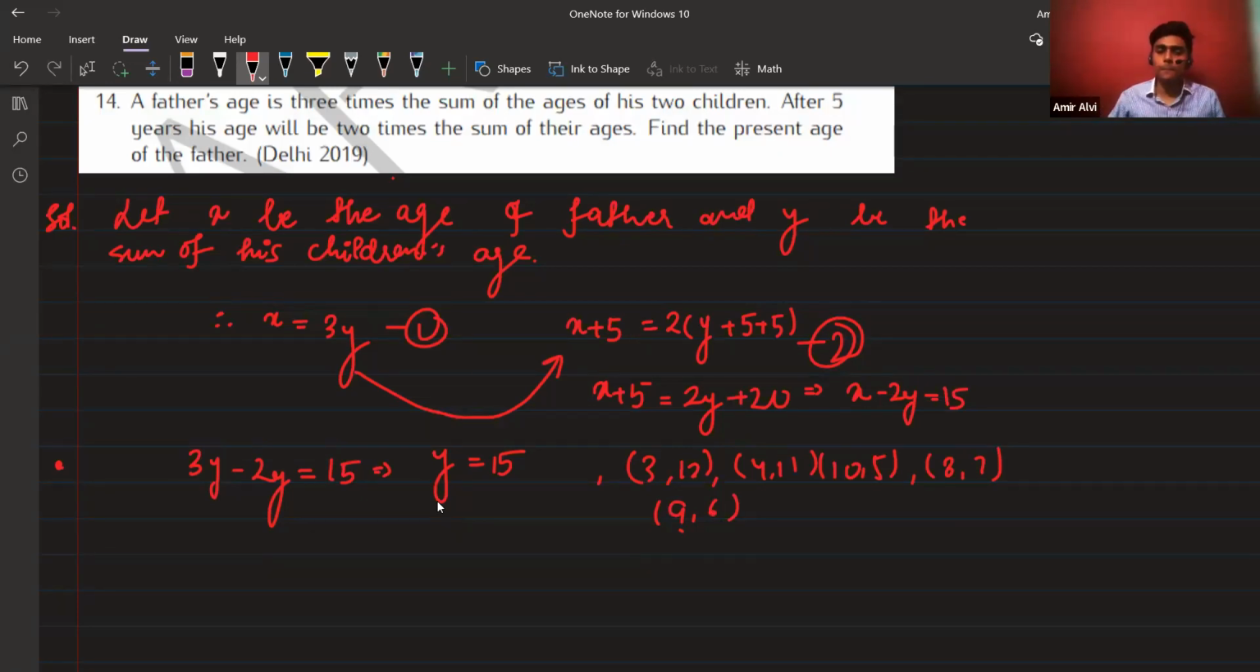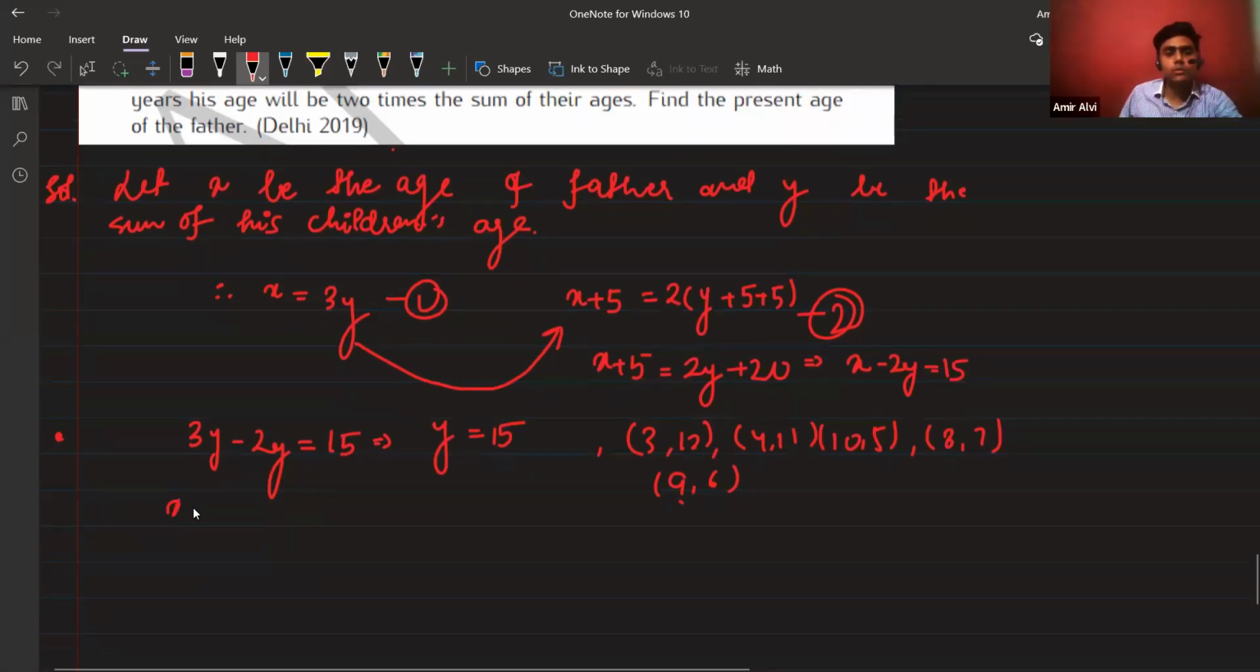Yes or no? So the father's age will be x equals 3y, so the father is 45 years. There is no child marriage. Is that clear?